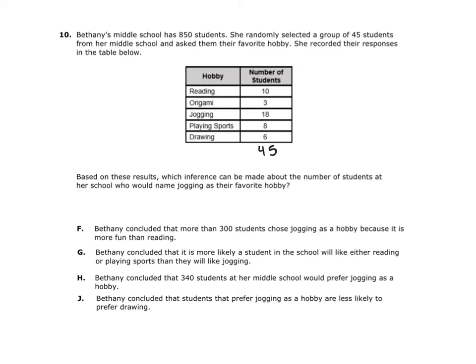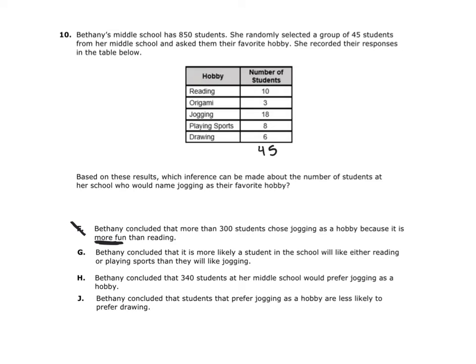Okay, so when we look at it, we know jogging is the highest, then reading, then playing sports, then drawing, then origami. So let's look at our answer choice to see which one best fits. Bethany concluded that more than 300 students chose jogging as a hobby because it is more fun than reading. Okay, so when you're making an inference, you can't use any opinionated words. So more fun could not be the reason they chose it. So since they said more fun, that cannot be an answer because that is an opinionated answer.